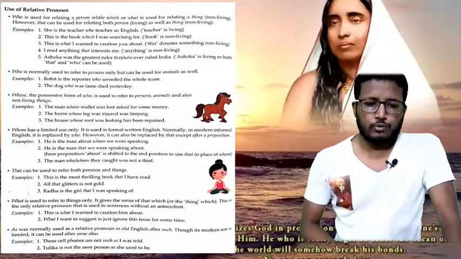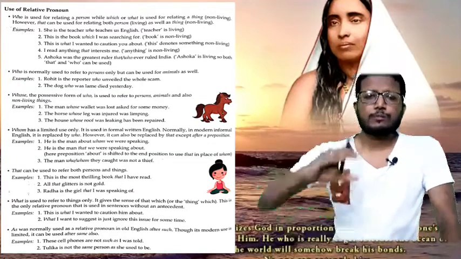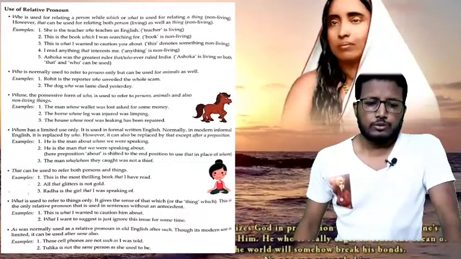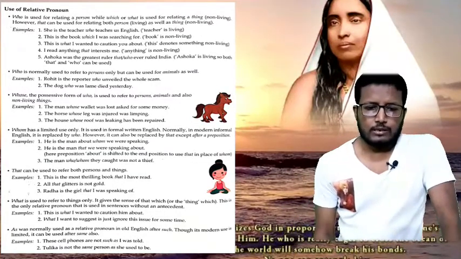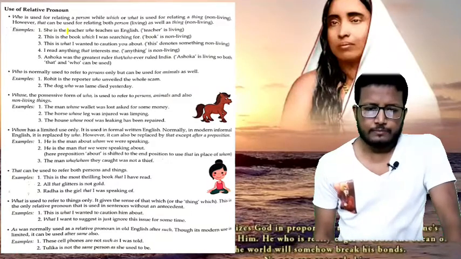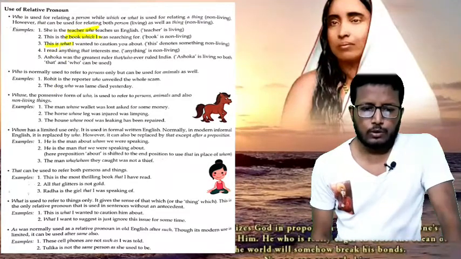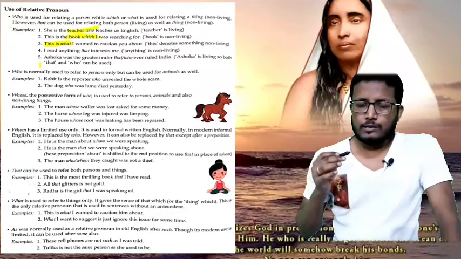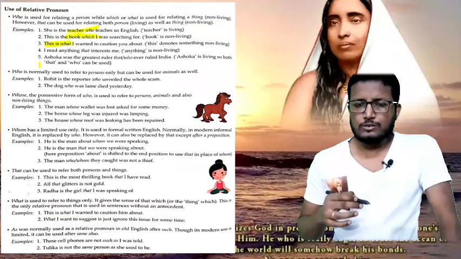However, that can be used for relating both persons, living as well as non-living. So it's a poetic use. Five examples are there. Let's read the examples. She is a teacher who, you can see the word who we have used just after the word teacher, and teacher is obviously living. Next, this is the book, you can see book, non-living. You can see the word this. Just by listening to the word this, you can't imagine whether it is single, living or non-living. For that reason you will have to put the complete sentence.